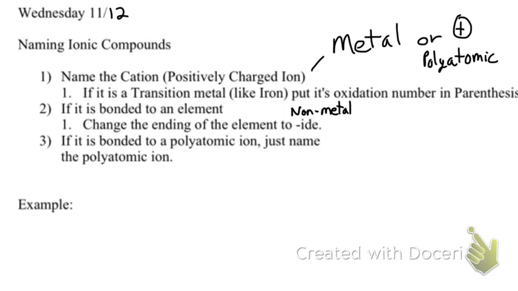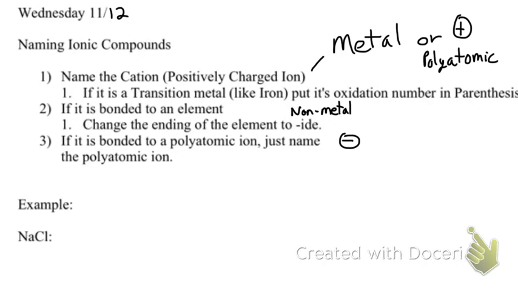Alright, part 3, if your positively charged cation is bonded to a negatively charged polyatomic ion, so these ones will have to be negative, then you just name the polyatomic ion as is. So let's do an example problem.